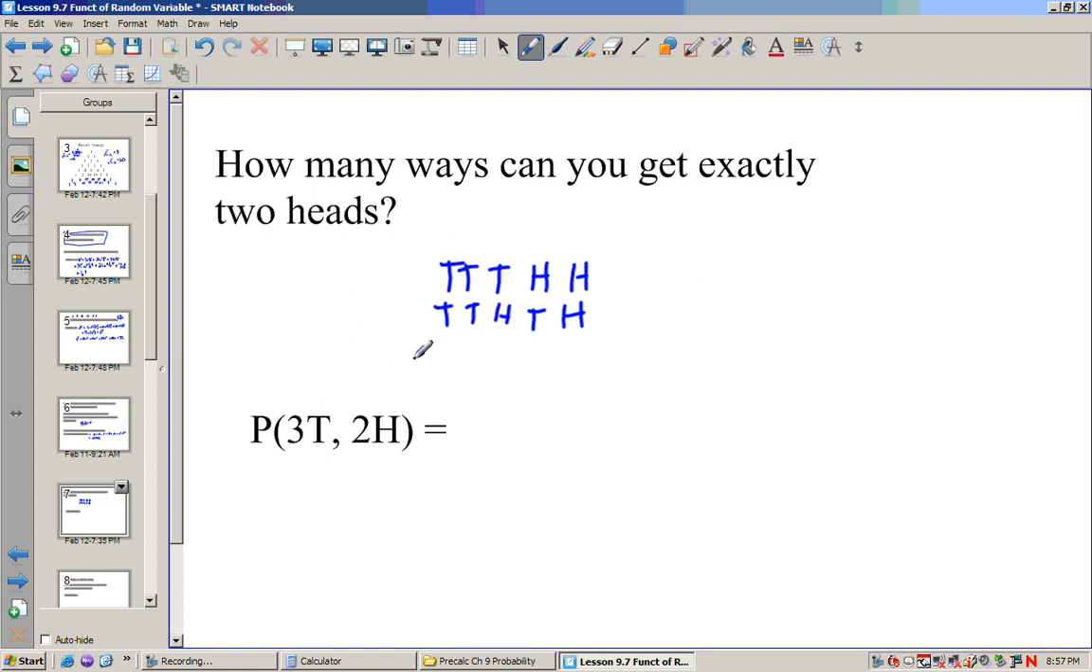Now I can do this. I could put the other head here. Now it would take a little bit to list them all out, or we can rely on our combinations knowledge. And if I have 5 items and I want to choose where I put 2 of them, 5 choose 2 is going to be all the different ways I can write 3 T's and 2 H's. So 5 choose 2 is going to be 5 times 4 divided by 2 factorial. So that would be 20 over 2, or 10.